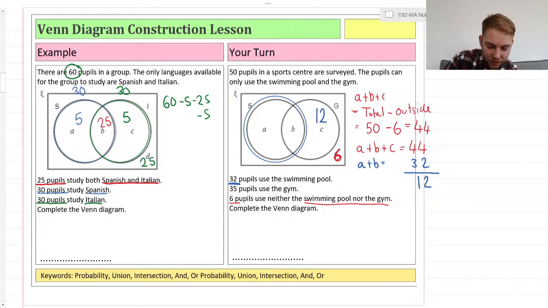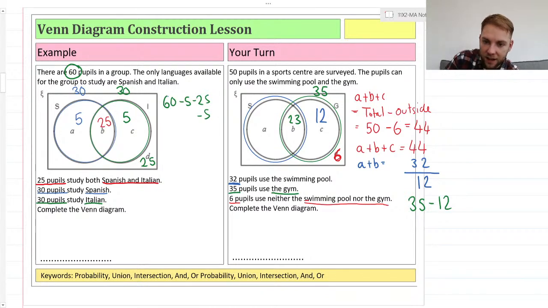Okay? So then I know that 35 people use the gym. Now the gym is the right-hand circle. So that is this circle here. Okay? That's this circle here. And that represents 35 people there, like so. So if I know that the green full circle represents 35, to find out B, I need to do 35 minus 12. So that's 23. So the middle here is 23.